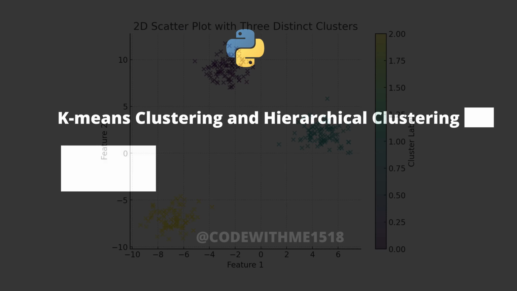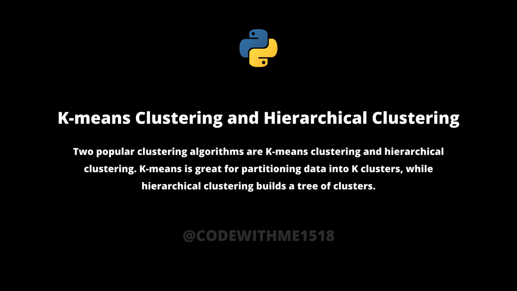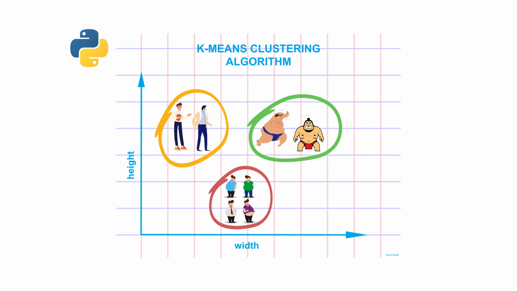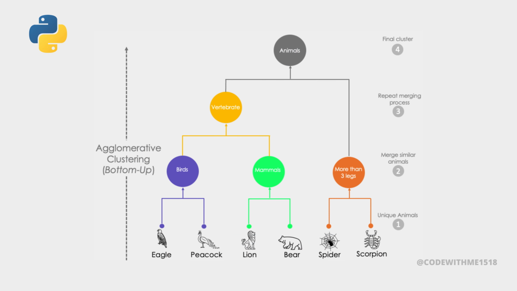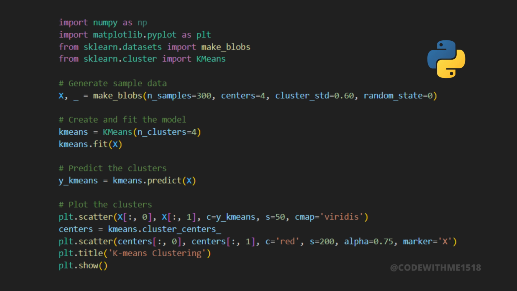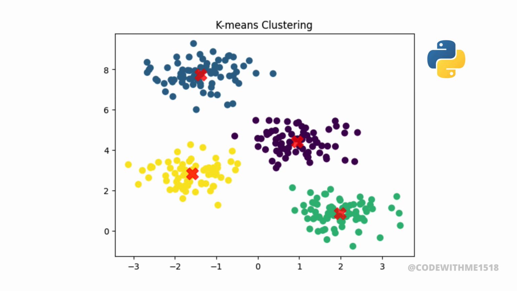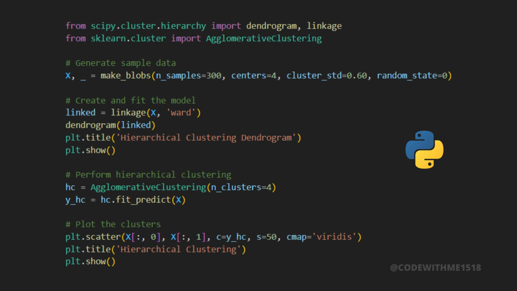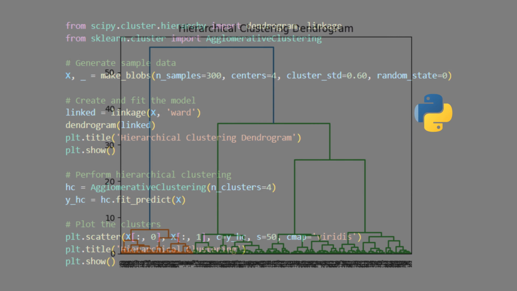Two popular clustering algorithms are k-means clustering and hierarchical clustering. K-means is great for partitioning data into k clusters, while hierarchical clustering builds a tree of clusters. Here's how you can implement these algorithms using Scikit-Learn. Let's run the script to see the output. Hierarchical clustering example. Let's run the script to see the output.